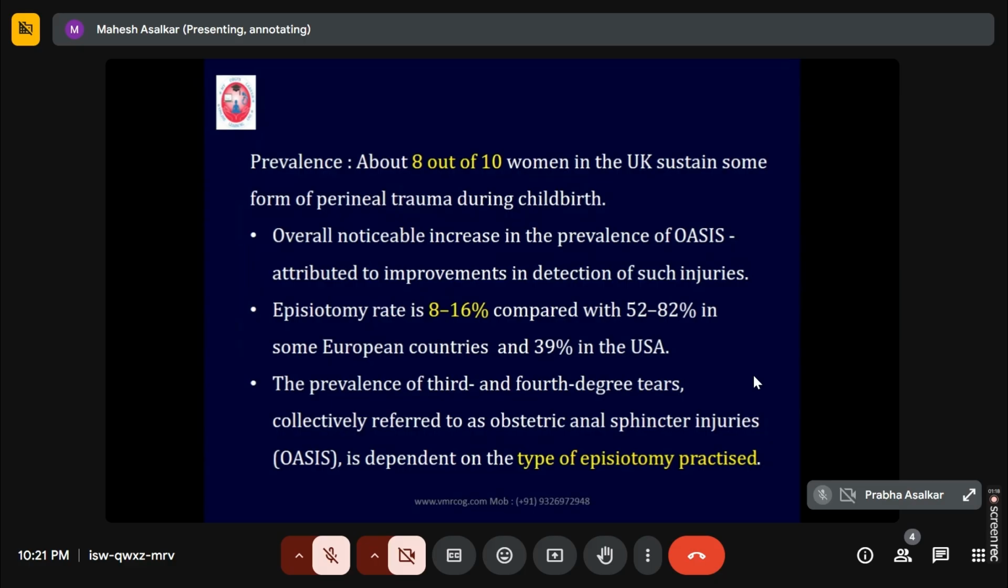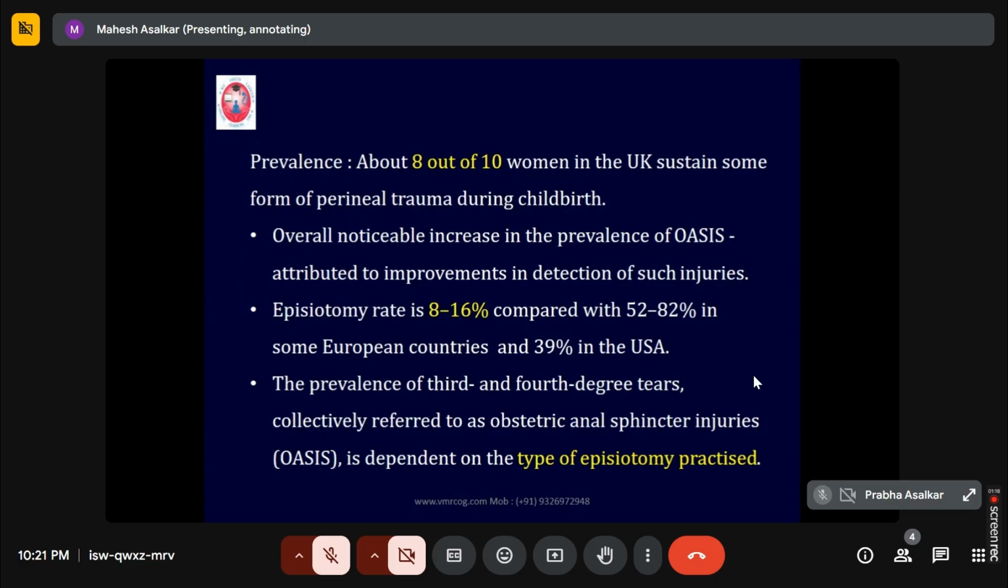Okay, the episiotomy rate in the UK is around 8 to 16% compared to 52 to 82% in the European countries and 39% in the USA, because they practice selective episiotomy. They don't give routine episiotomy, they give a selective episiotomy. That is why the episiotomy rate is 8 to 16%.